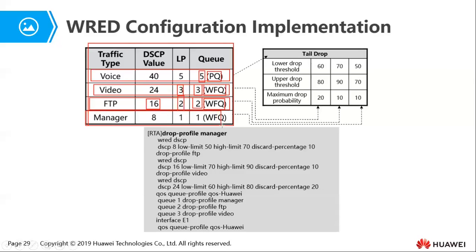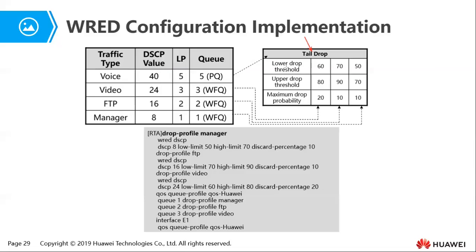Then you have the manager machine. DSCP value is 8, local priority 1. We want to place it on queue number 1, and schedule that queue using the weighted fair queue. Now, after knowing that, the next thing is to consider the tail drop.